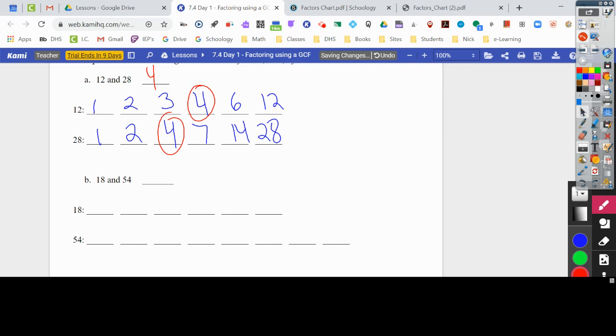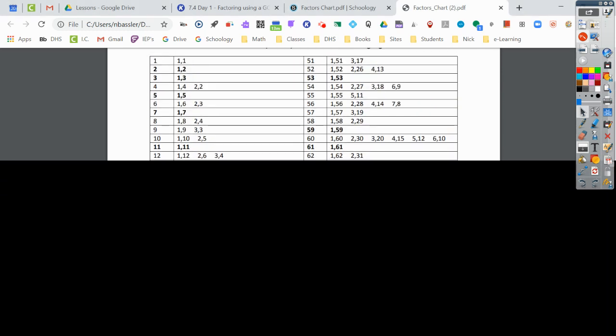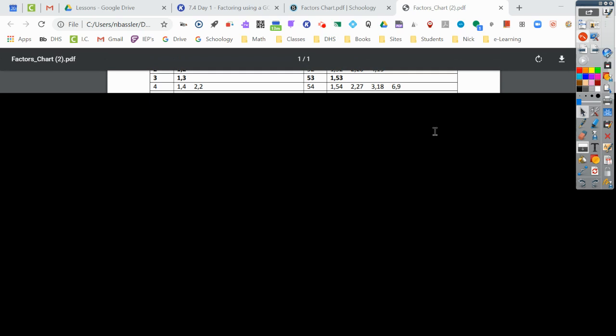So why don't we try 18 and 54? Again, we have to list out the factors of 18, list out the factors of 54, and see what is the greatest in common that they have. So we have 1 times 18, we have 2 times 9, and we have 3 times 6. Those are the 6 factors of 18. Ooh, 54. I don't know if I know all my factors of 54, so I'm just going to take a quick look at my factors chart here. So 54 is right there. So it's 1 and 54, 2 and 27, 3 and 18, and 6 and 9.